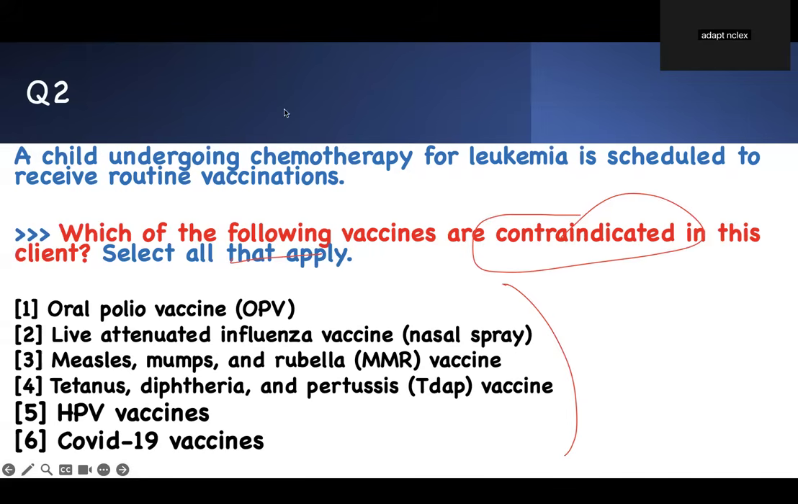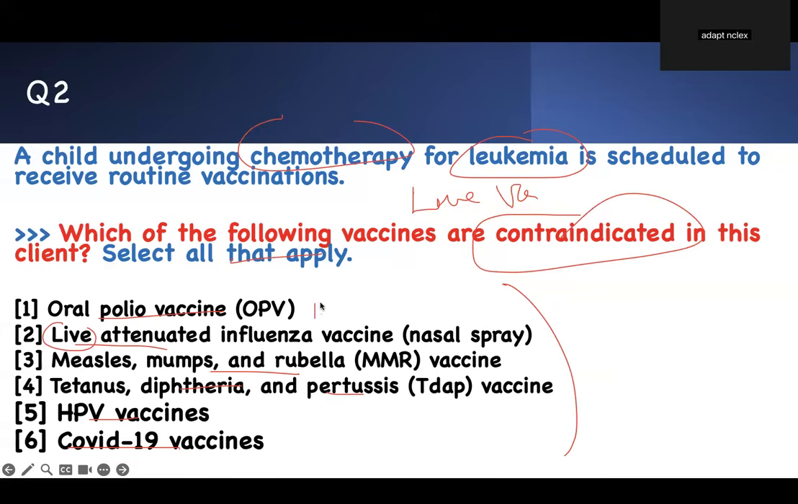A child undergoing chemotherapy for leukemia. That means immunocompromised. I cannot give the patient a live vaccine. We need immunization, so no live vaccine. Look at this and ask yourself, which one is the live vaccine? Oral polio. Is it a live vaccine? Live attenuated influenza vaccine. Measles, mumps, rubella. Is it a live vaccine? Tetanus, diphtheria, pertussis. Is it a live vaccine? HPV. Is it a live vaccine? COVID vaccine. Is it a live vaccine? What do you think? Think about it.